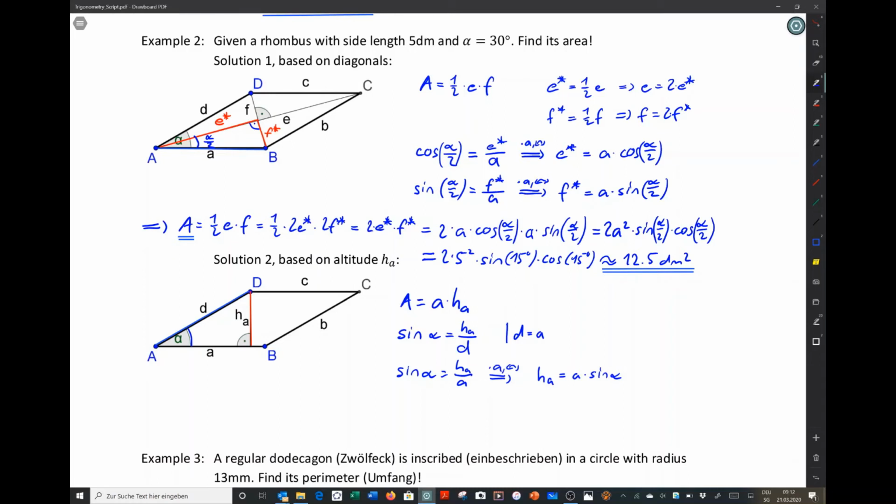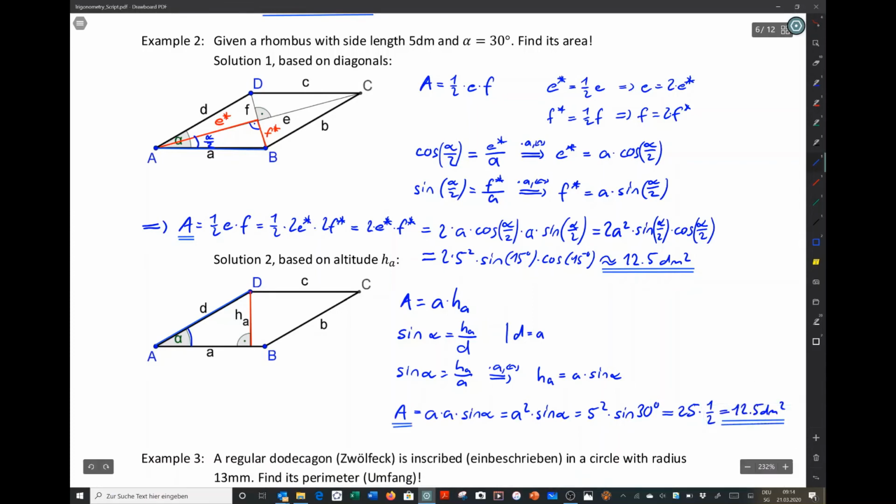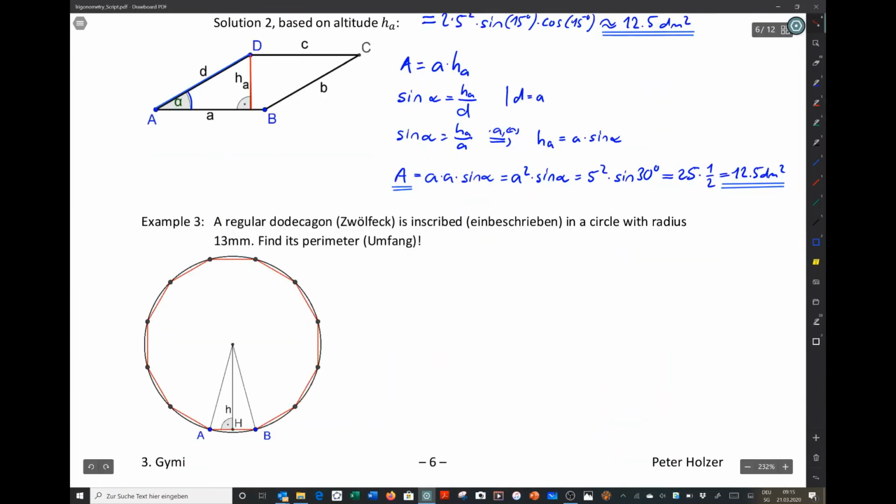and now insert that into the area formula. So we get a times a times sine alpha, so a squared times sine alpha. And inserting the values, we get 5 squared times sine of 30 degrees, which is 25 times, and this is, as we learned just in the last chapter, 1/2, so it's exactly 12.5 square decimeters. Have a look at example 3 and try to solve it by yourself, and stop the film. And here comes the solution.